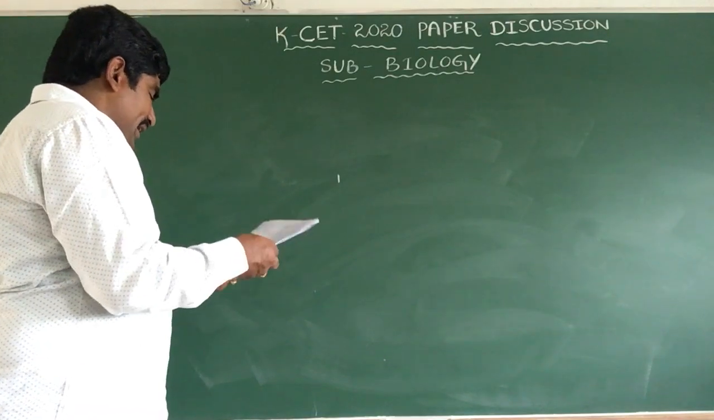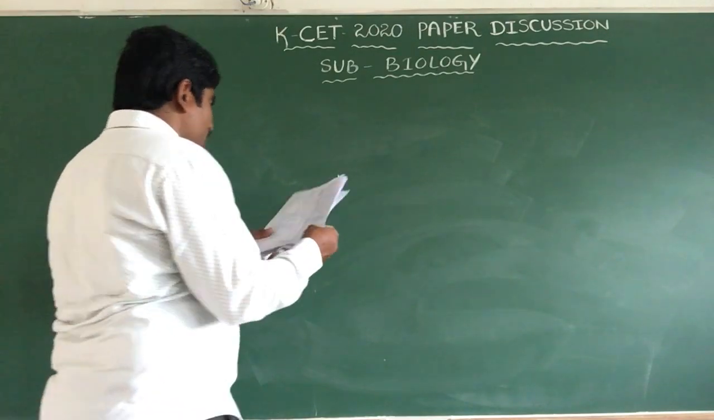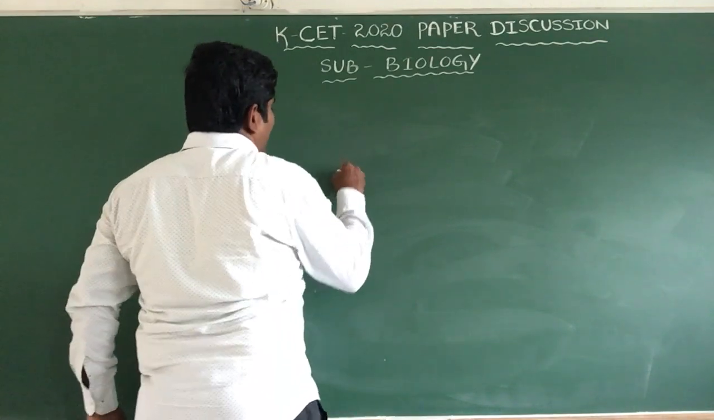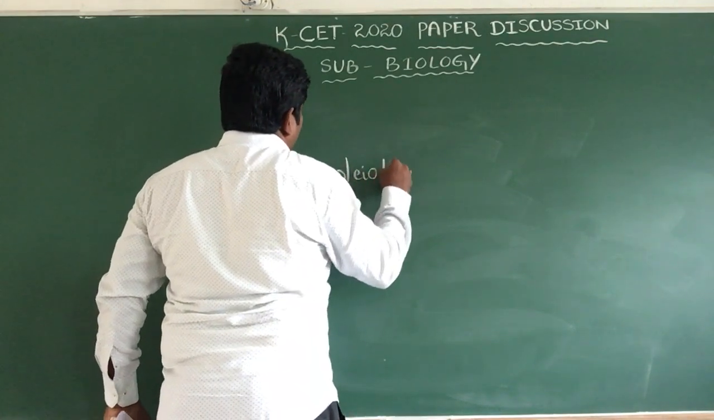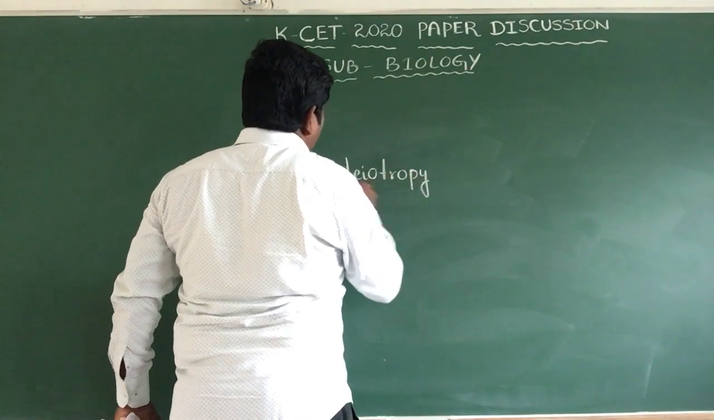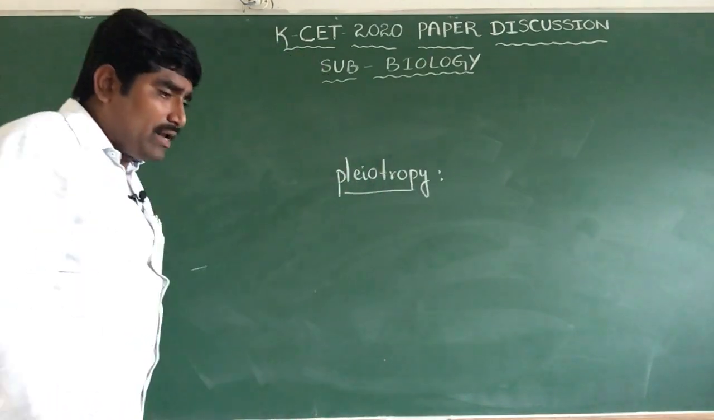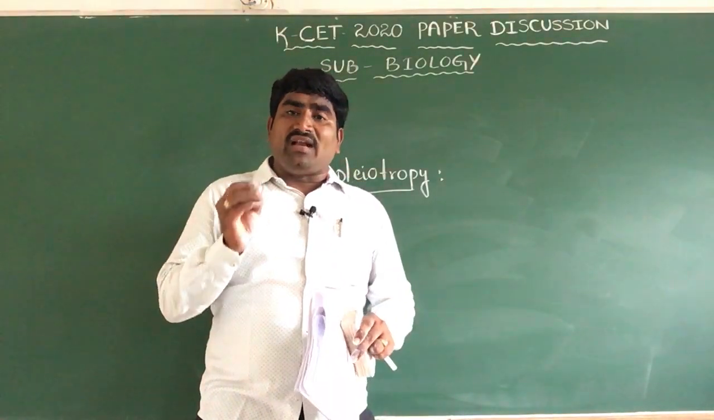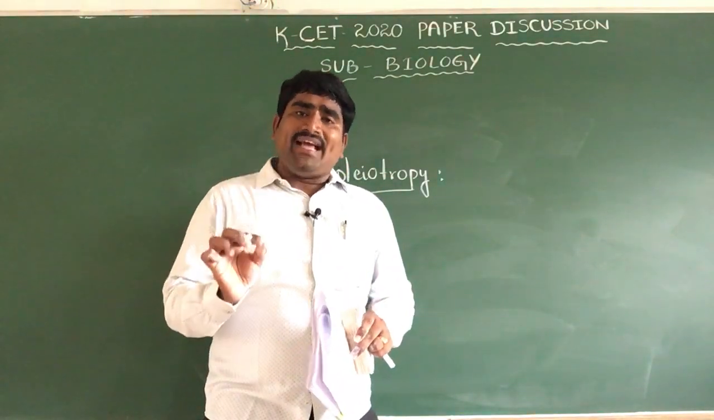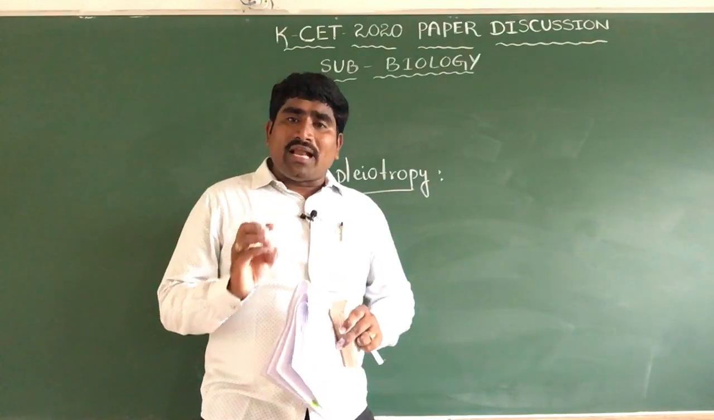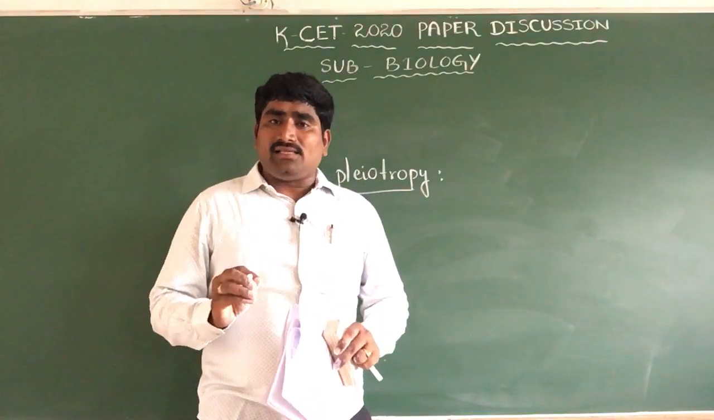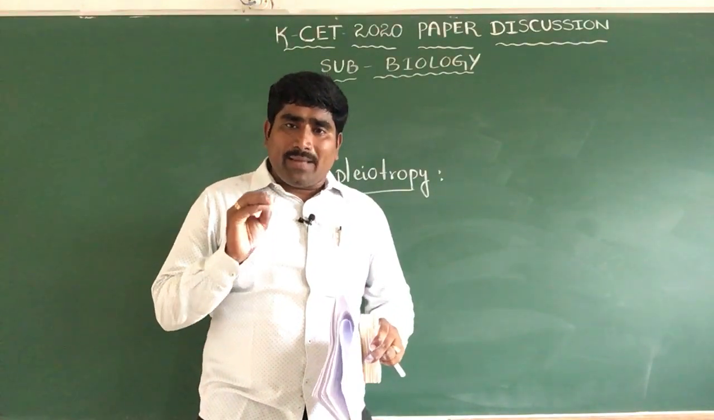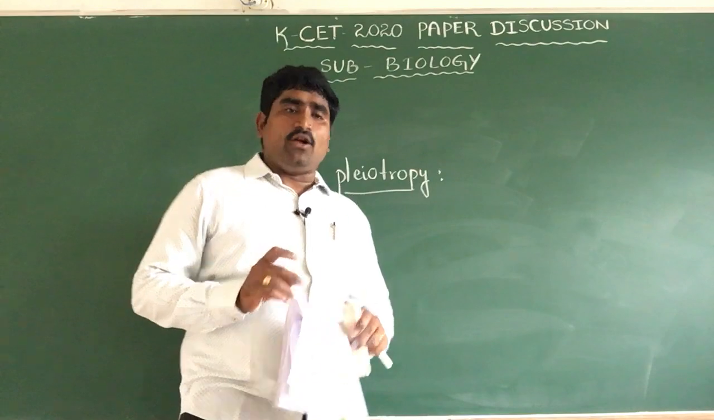Mutation in a single gene exhibits multiple phenotypic expressions. So identify the underlying genetic mechanism of the above. This is only what we have to say: pleiotropy. Pleiotropy is the answer for this question. What is pleiotropy? Due to a mutation, multiple symptoms or multiple phenotypic expressions. If a mutation causes multiple phenotypic expressions, then it is known as pleiotropy.